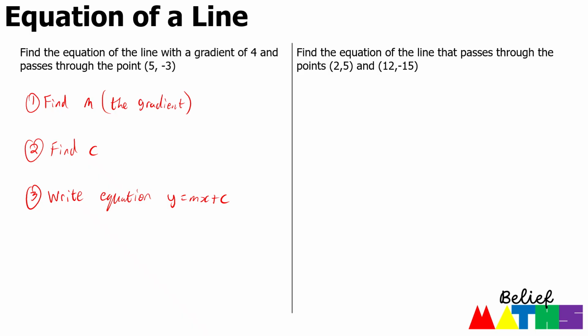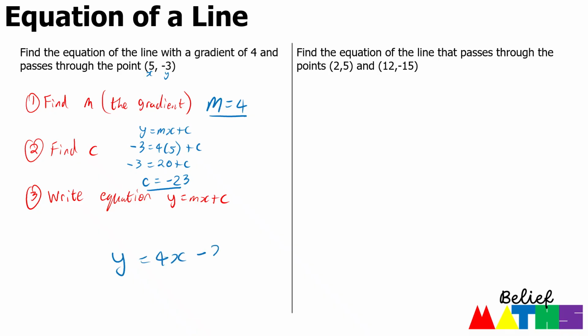So if we look at that, in this case we're given the gradient, so m equals 4. That's nice and easy. Now to find c, we're going to substitute m and the given point, this is your x and y values, into y equals mx plus c, which is our standard equation for the equation of a line. So when we sub that in, we get minus 3 is equal to 4 times 5 plus c. And then solving that, minus 3 is equal to 20 plus c. So rearranging that to take 20 away from both sides, c is equal to minus 23. So now we have m and we have c. So our final equation then is y equals 4x minus 23.